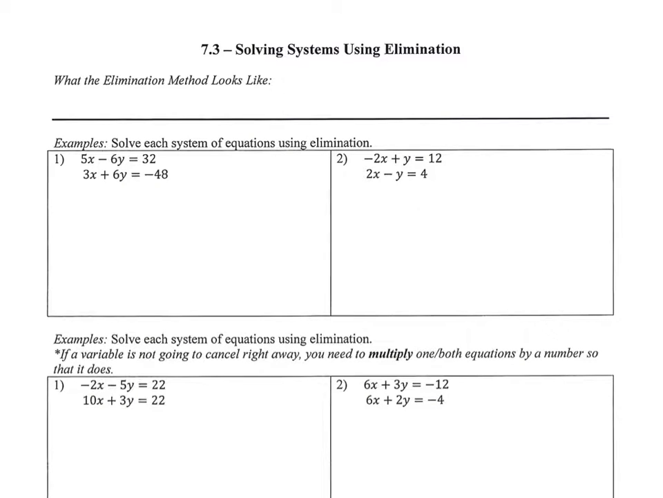Elimination is another method of solving a system of linear equations. The elimination method looks like multiplying one or both of the equations first and then adding the equations up in order to eliminate a variable. And you're still going to end up doing substitution at the end.